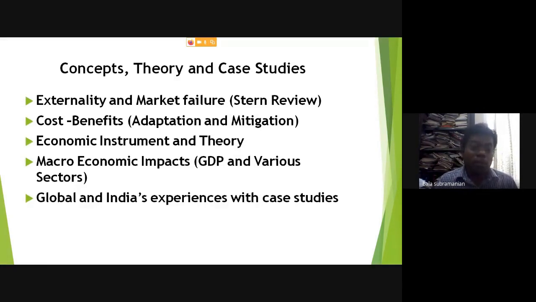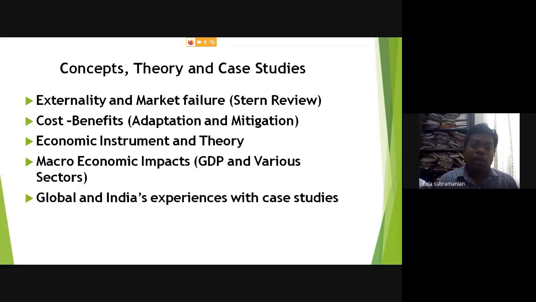The third economic aspect is economic instruments and theory. As I said in the first slide, economic instruments are very important for controlling CO2 emissions. Some are successful in developed countries and even in developing countries. In some areas there are implementation issues. We will discuss how to implement economic instruments from the climate change perspective with the theoretical aspects. Theory is very important for each and every subject, especially from the economic perspective.